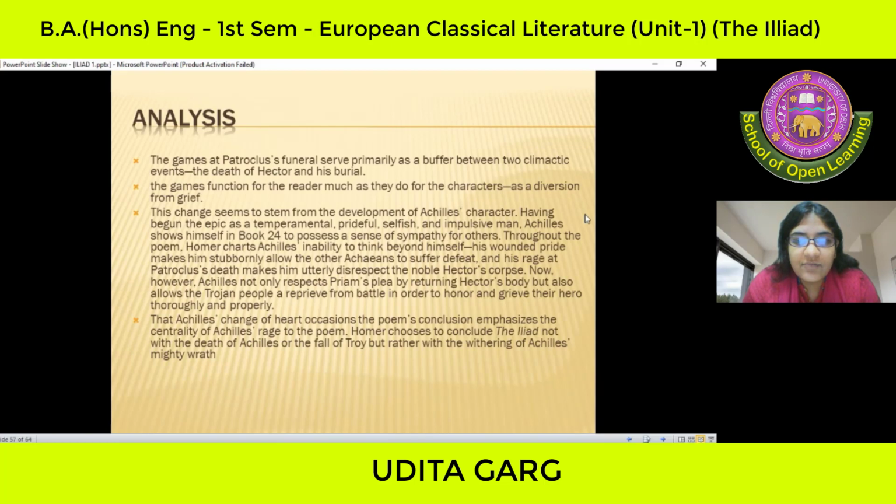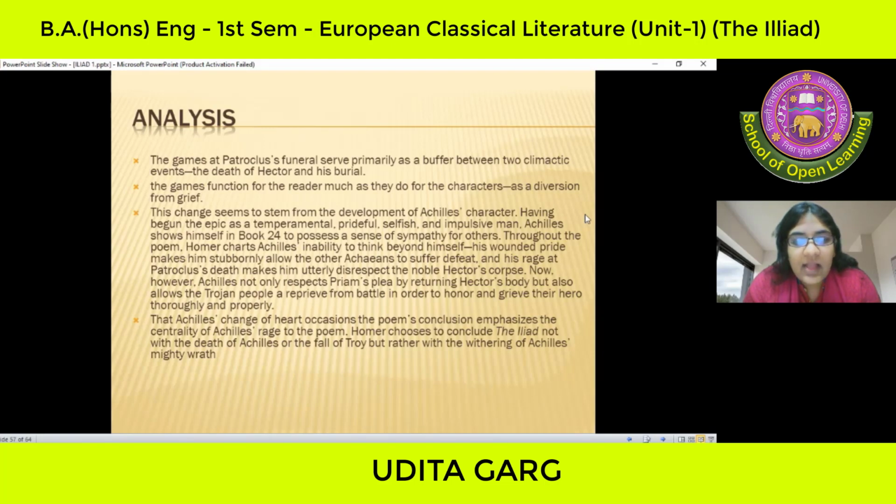This change seems to stem from the development of Achilles' character. Having begun the epic as a temperamental, prideful, selfish, and impulsive man, Achilles shows himself in Book 24 to possess a great sense of sympathy for others. Throughout the poem, Homer charts Achilles' inability to think beyond himself. His wounded pride makes him stubbornly allow the other Achaeans to suffer defeat, and his rage at Patroclus' death makes him utterly disrespect the noble Hector's corpse.